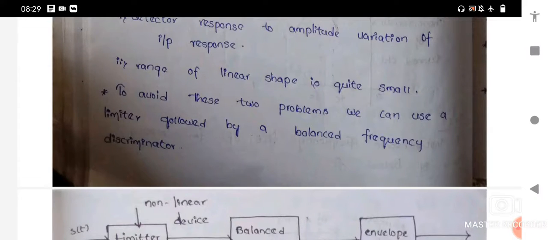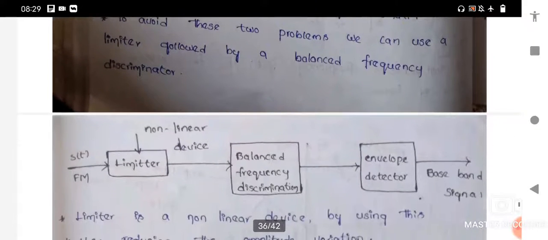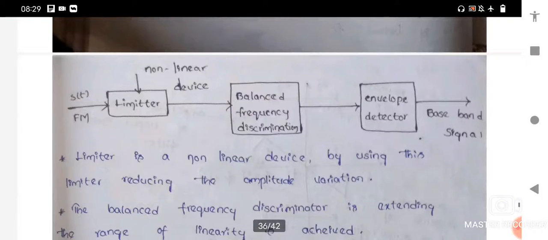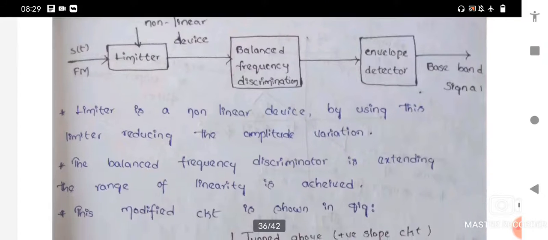To avoid these two problems, we can use a limiter followed by a balanced frequency discriminator. We have to observe this figure. First we use the limiter. To overcome the two problems, we have to use the limiter device. The output of this limiter is given to the balanced frequency discriminator, which is followed by the envelope detector, and we get the original baseband signal.